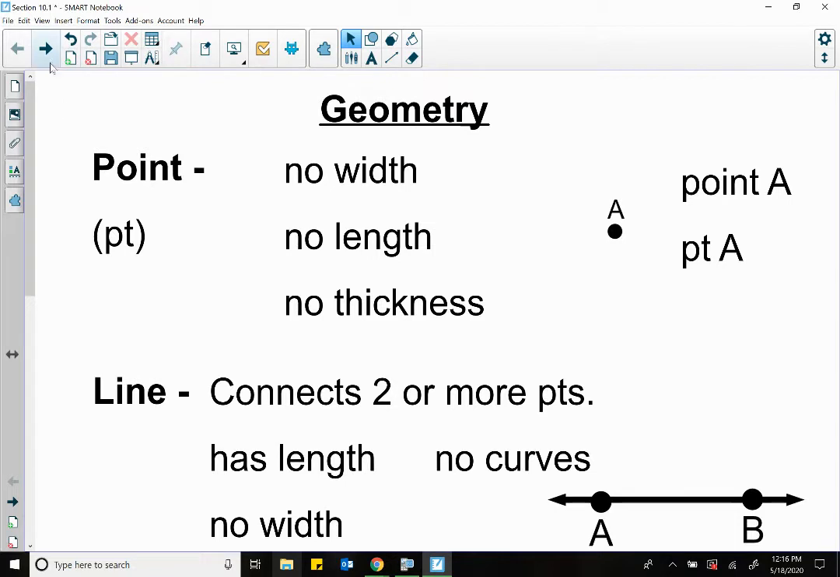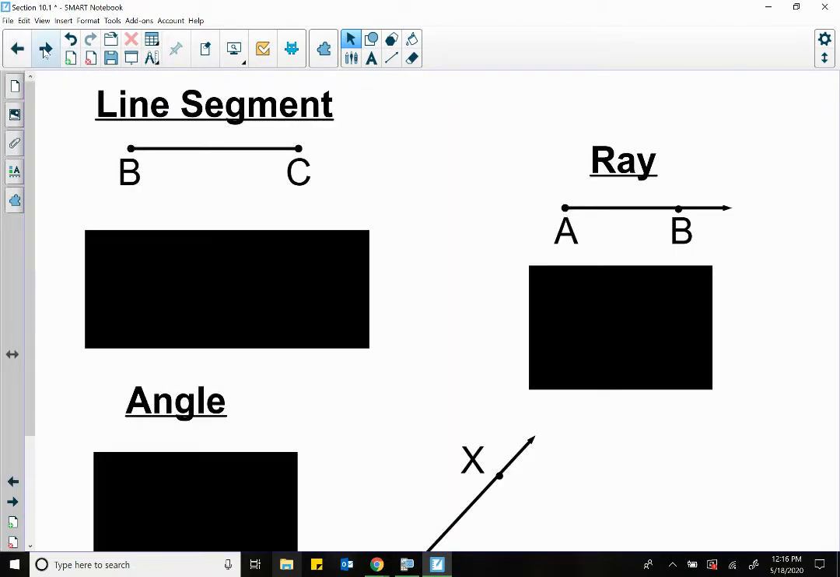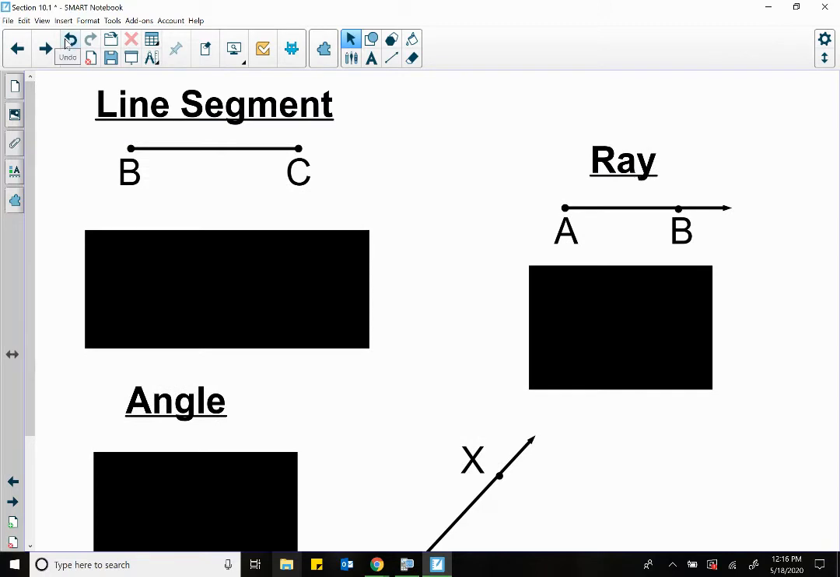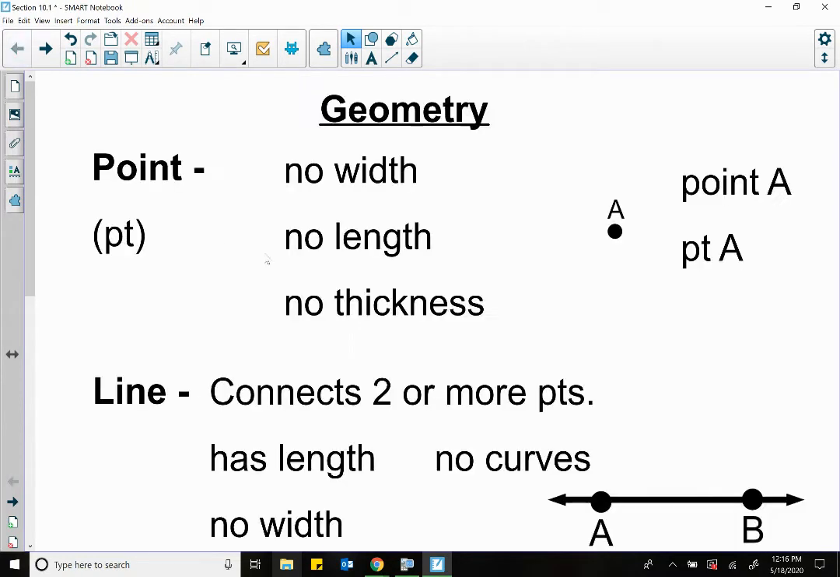Okay. Now, from here, we take those points, lines, and planes, and we can start talking about objects, where we put these objects together and we can actually define them. Okay, so these right here, line, segment, ray, and angle, are objects that are made up of this information.